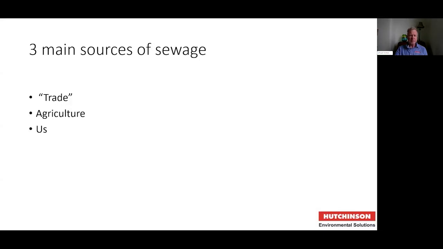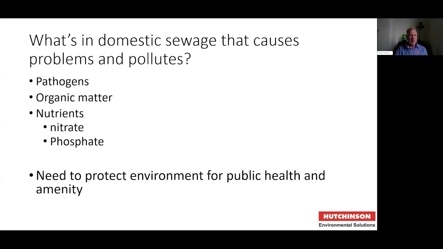So, the three main sources of sewage: trade, which is sort of like industrial processes, factory processes; agriculture, so runoff from land and animal waste; and then the sewage that we ourselves produce, which we really term as domestic sewage, even though it might be on a commercial basis from properties like hotels or caravan parks and campsites. We're only dealing with domestic sewage in this case.